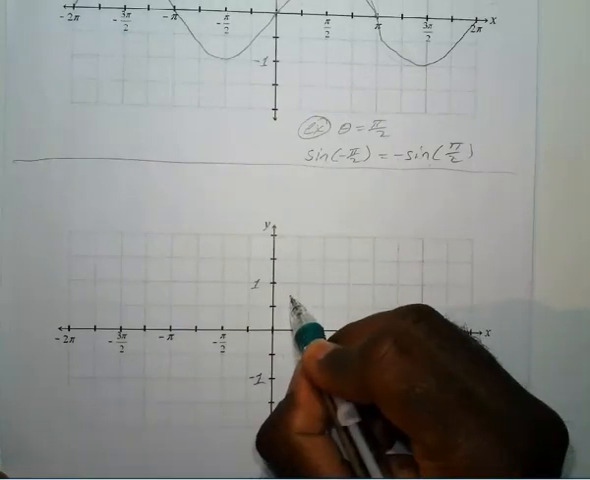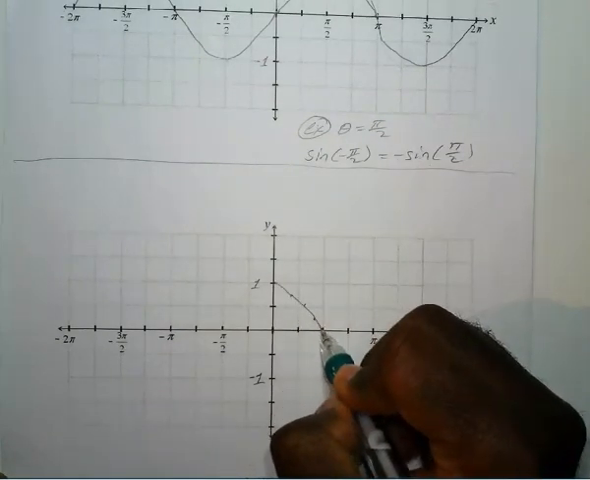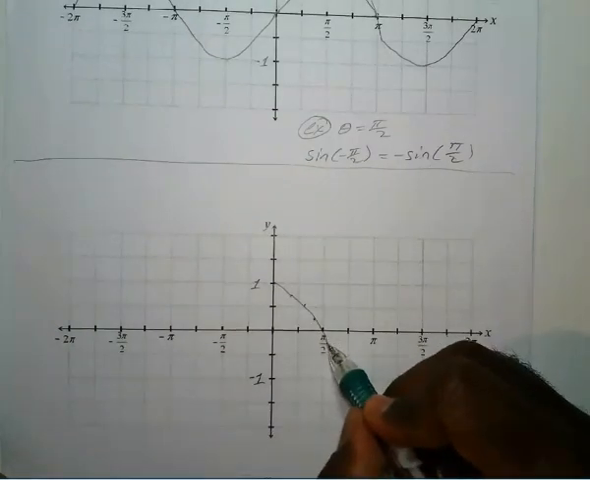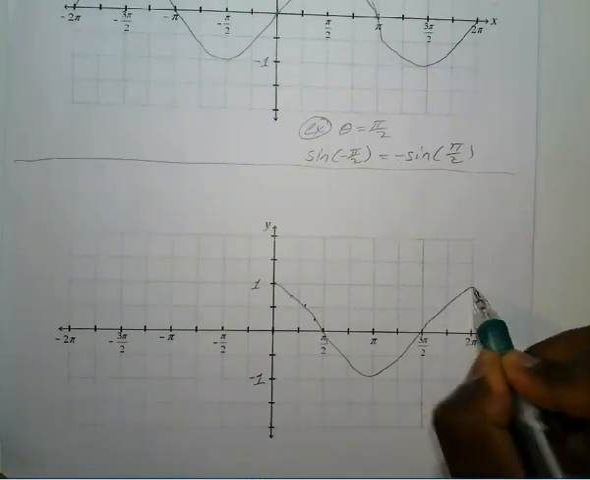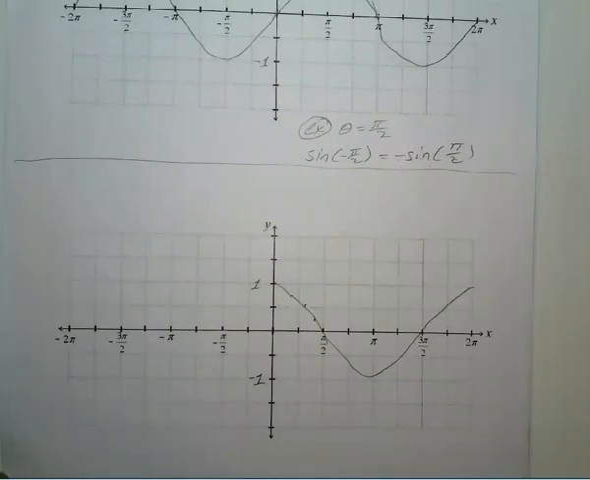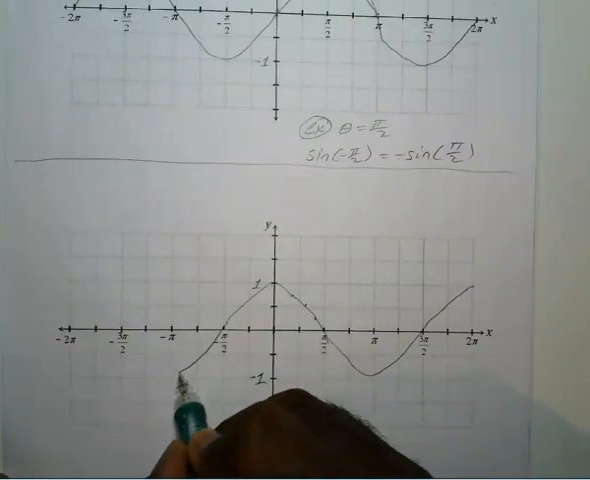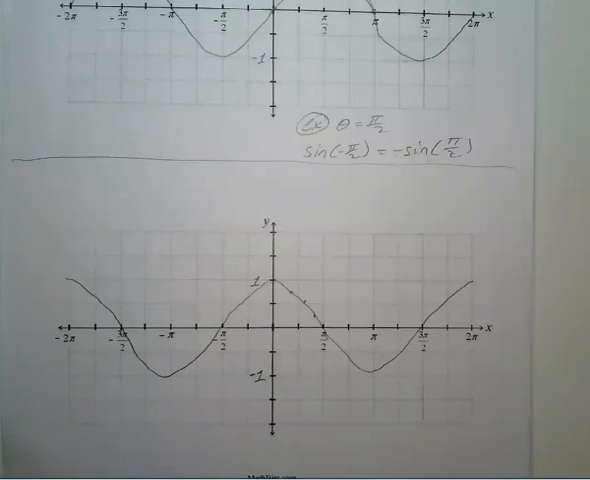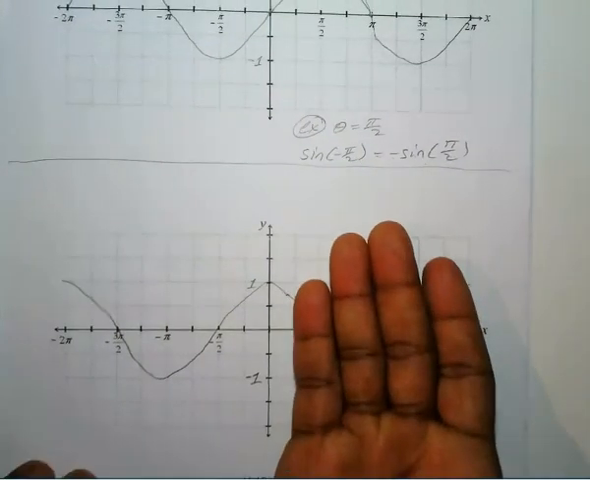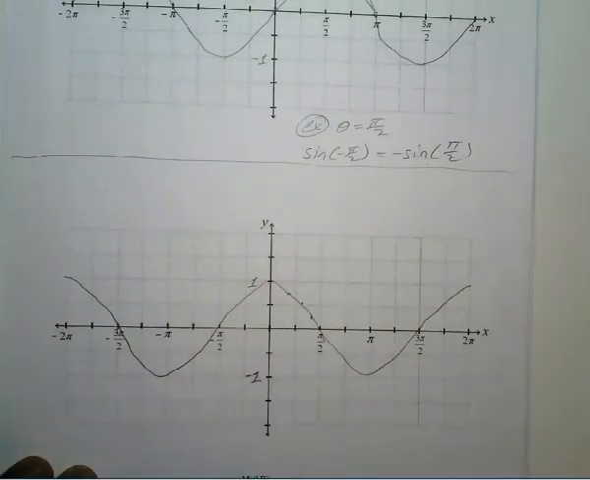So if we plug those values in, it kind of looks like that. And then, of course, it goes down like that, and up like that, and over to 2 pi. And again, it's the exact same thing on the other side. Kind of looks like that. Now again, if you notice, if you get your right side of cosine and you flip it over, it's symmetric about the y-axis.